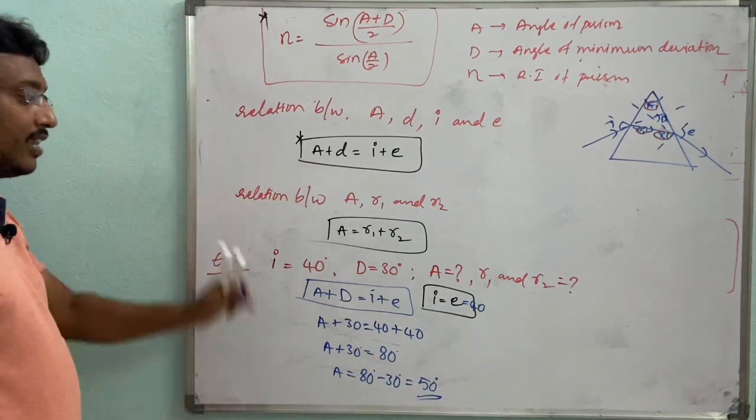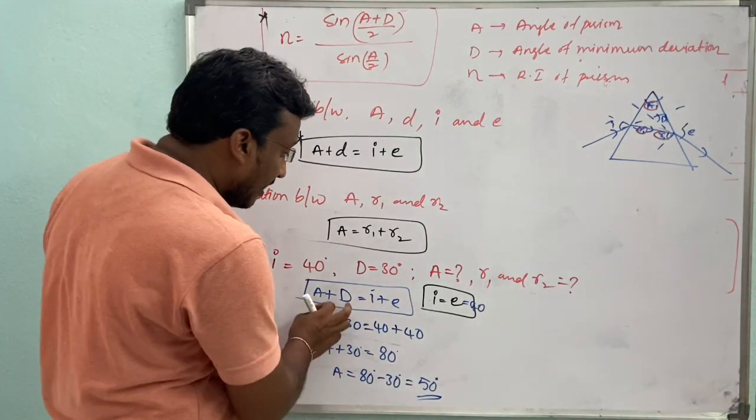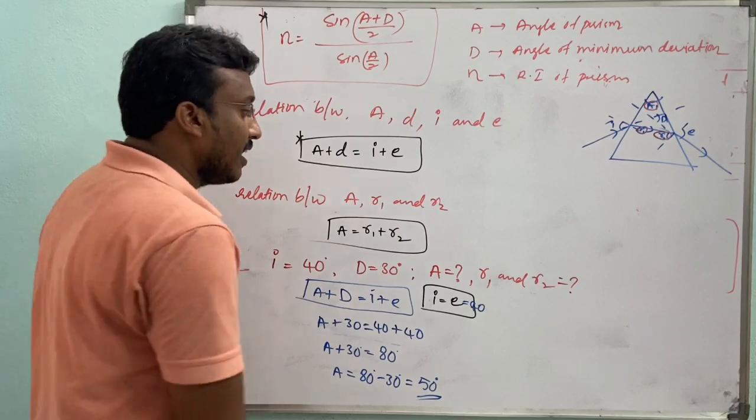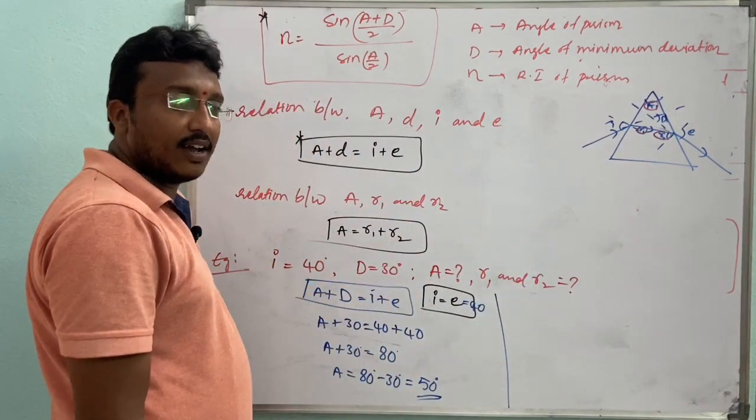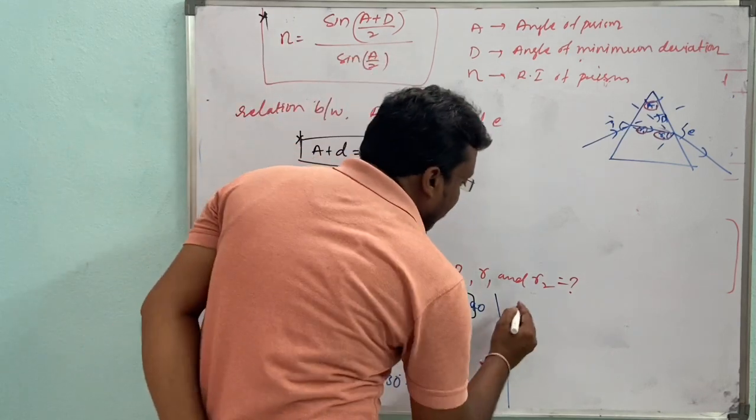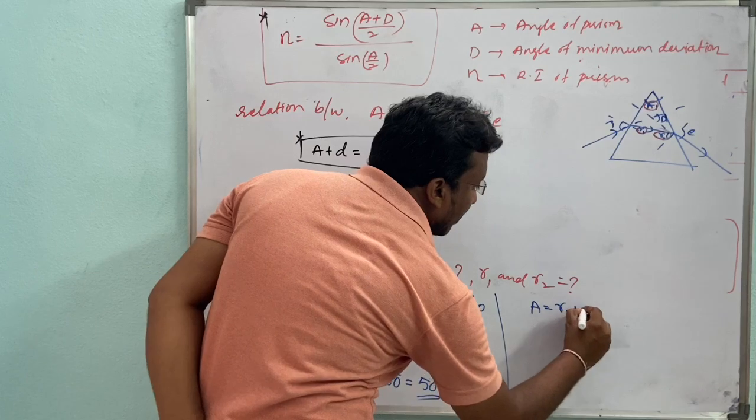This is the way to find the angle of prism when the angle of minimum deviation is given. And after that we have to find R1 and R2. Then what is the relation between angle of prism and R1, R2? A equal to R1 plus R2.